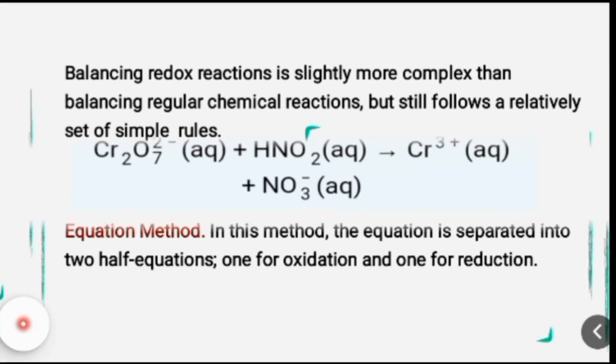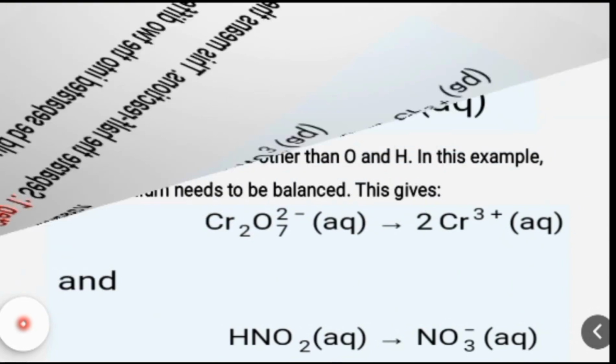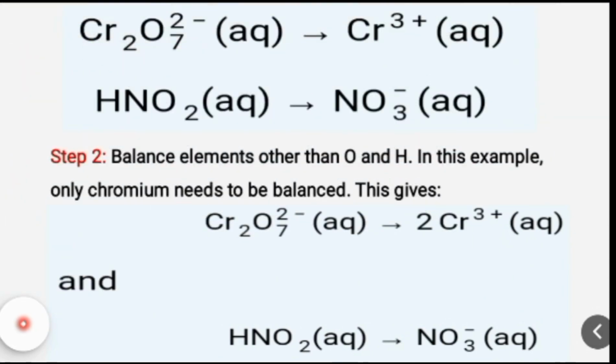For example 1, we have these two equations. Yes, it's a redox reaction because there's oxidation and reduction going on. The chromium is being oxidized and the nitrogen is being reduced. So step 1, separate the half reactions. This means the reaction will be separated into the two different compounds, which is chromium being oxidized and nitrogen being reduced. Step 2, balance elements other than oxygen and hydrogen.